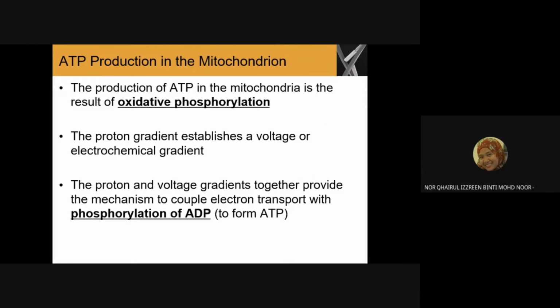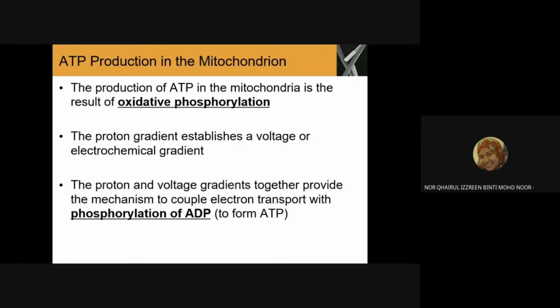That is why we have two terms here, ETC, electron transport chain, and oxidative phosphorylation, because they are neighboring. Complex 1, 2, 3, 4, and ATP synthase are neighbors. So towards the end, we will have this oxidative phosphorylation.